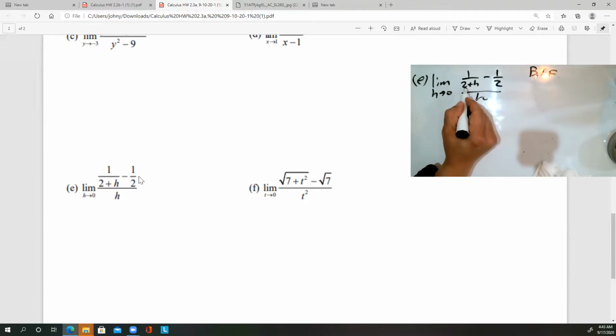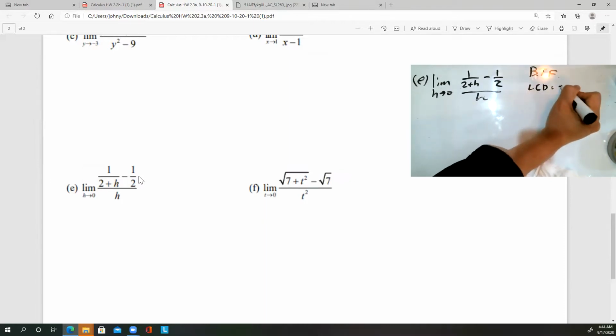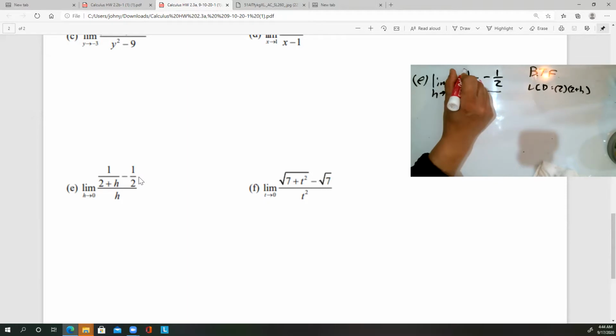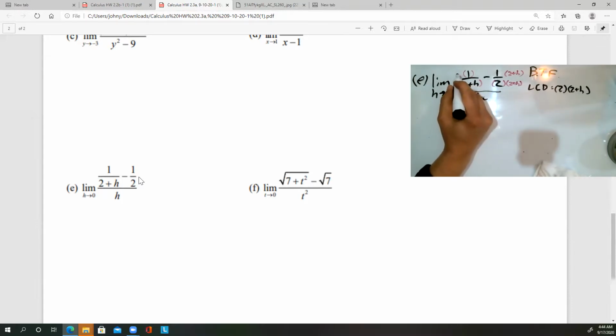The common denominator between 2 plus h and 2, the LCD, least common denominator, happens to be 2 times 2 plus h. Okay? So here, the first term I have to multiply by 2, top and bottom. Here, I'm going to multiply by 2 plus h. And let's see what we get, because remember, when we multiply top and bottom by the same number, it's the same fraction.